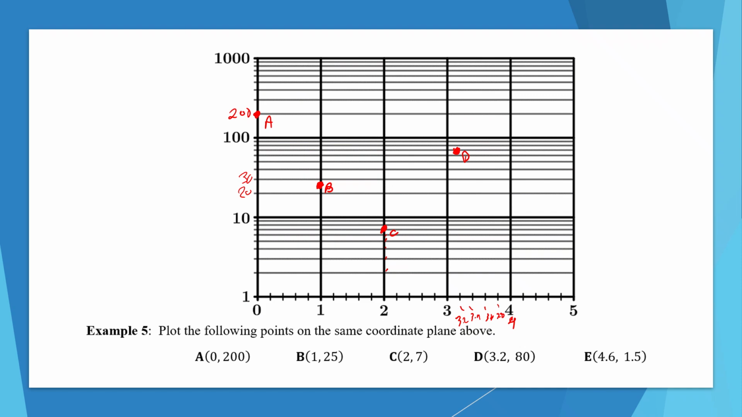And then E is 4.6, comma 1.5. So again, it's going to go up by 0.2. So 4.2, 4.4, 4.6. And then this is 1, and this is 2. So 1.5 should be somewhere around right there. And so that should be E. We'll draw that dot again. There we go. And those should be those 5 points for example number 5.